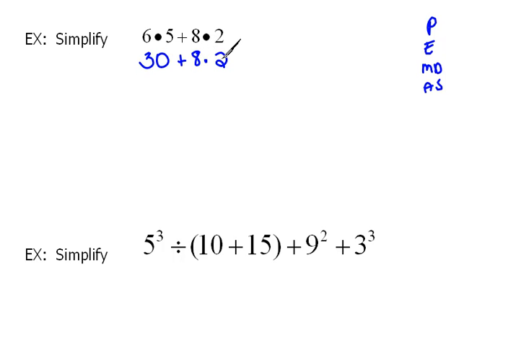Okay, so now we're down to this problem, 30 plus 8 times 2, and again our multiplication comes before the addition, so 8 times 2 would be 16. And now we're down to an addition problem. So 30 plus 16 would be 46. So our answer would be 46.